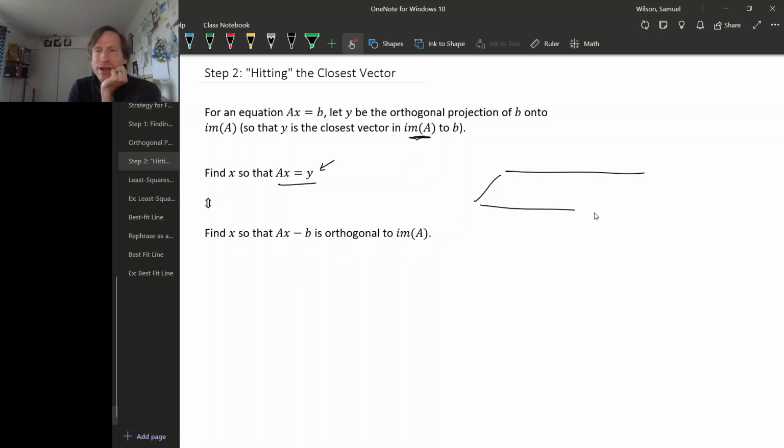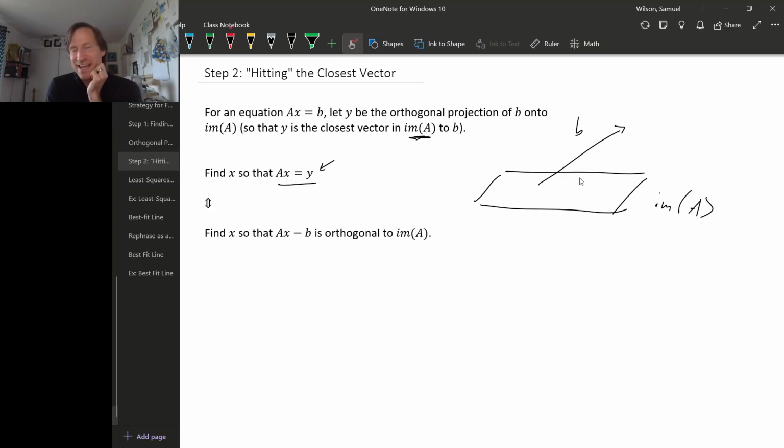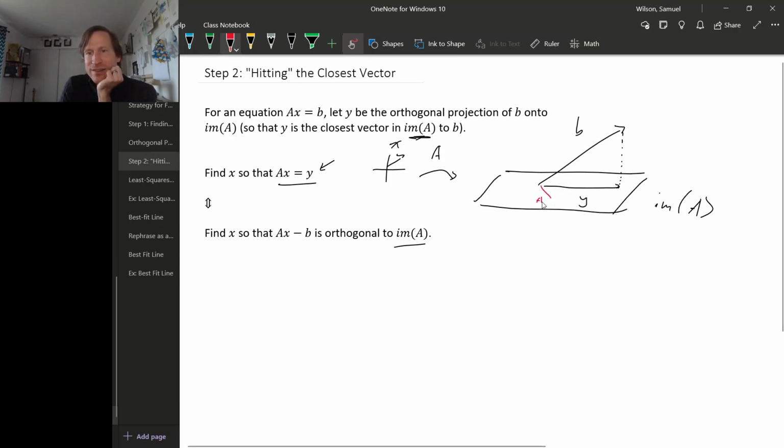So remember the setup here. Here's the image of A. We have this vector b that is not in the image. Okay, we have this orthogonal projection y, and over in our domain space we have a vector x that the matrix A sends to y, right? So if we can find a vector x so that Ax minus b is orthogonal to the image of A, well, if we have some vector here, Ax, for most vectors Ax minus b is this vector. For most vectors Ax, this dotted vector isn't going to be perpendicular to the image.